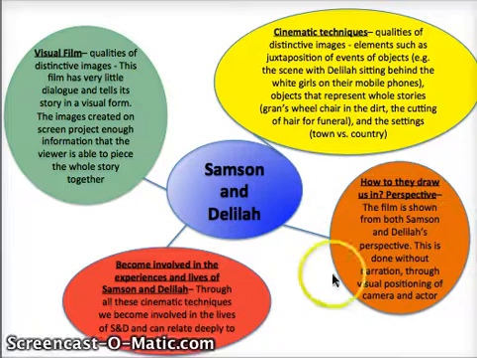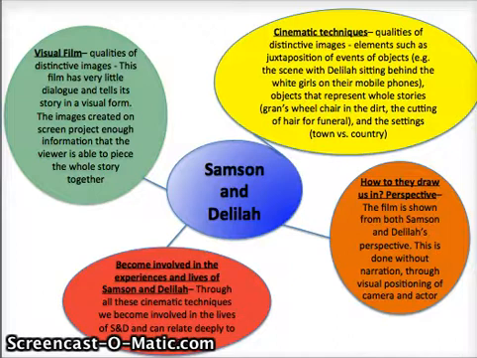How do these visual techniques draw us in? Well, it's all about perspective. The film is shown from both Samson and Delilah's perspective, but this is done without narration. It's done through visual positioning of the camera and the actor. And that's very clever positioning and something that's worth mentioning in terms of cinematic techniques. We become involved in the experiences in the lives of Samson and Delilah. So through all these cinematic techniques, we become directly involved in their lives and we can relate deeply to the struggles that they face.